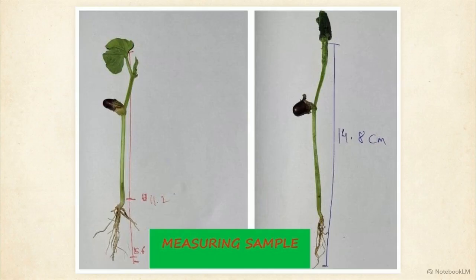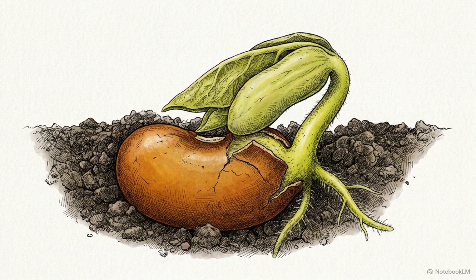This discrepancy is visible in these kidney bean seedlings. The right sample received standard minerals, while the left received distilled water. The mineral-rich seed grew to 14.8 centimeters, while the distilled water sample reached only 11.2 centimeters. The data suggests that seeds require a baseline level of dissolved minerals to properly initiate the high-energy process of sprouting.